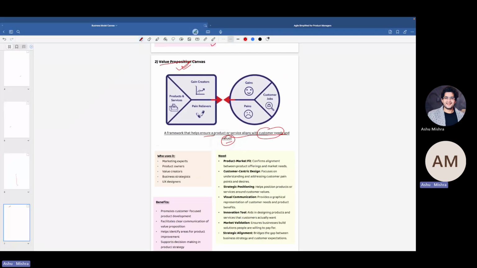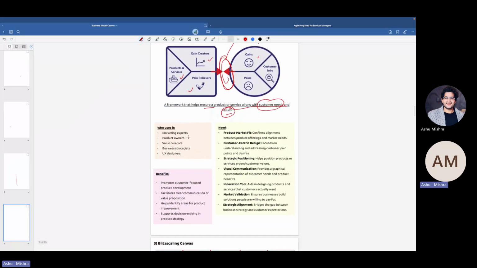So if you see on the left hand side, there are gain creators, pain relievers, products and services, and on the right hand side, gains, pains, and customer jobs. An amalgamation or synergy between these gives you the perfect product, guys, right? So who uses it? It is used by marketing experts, product owners, value creators, business strategists, and UX designers.